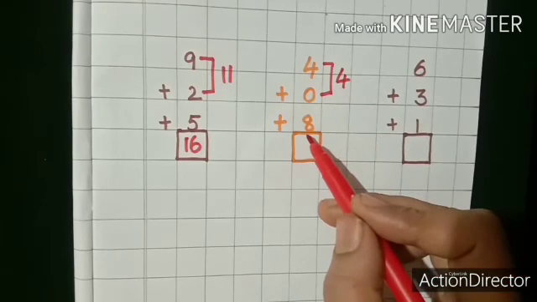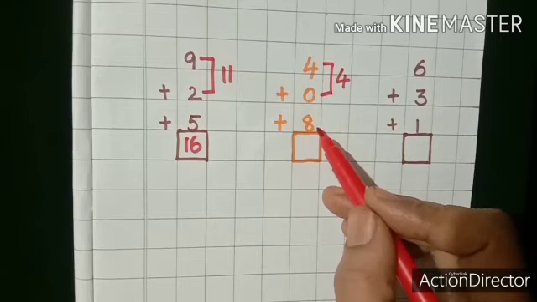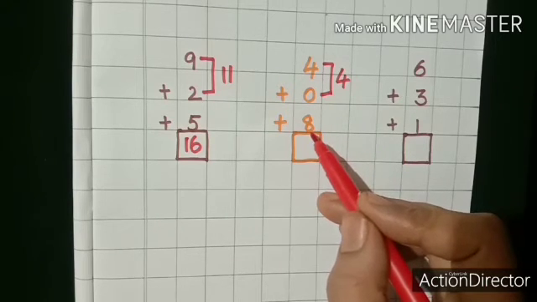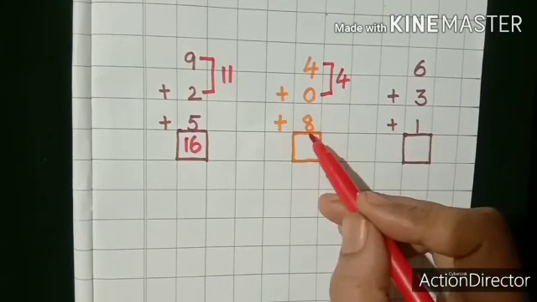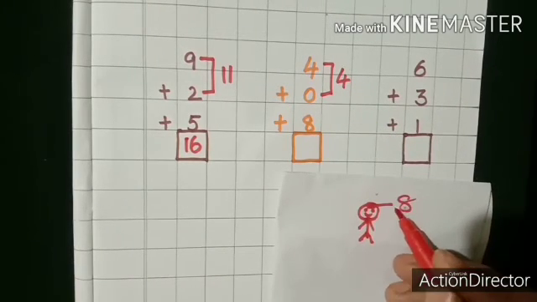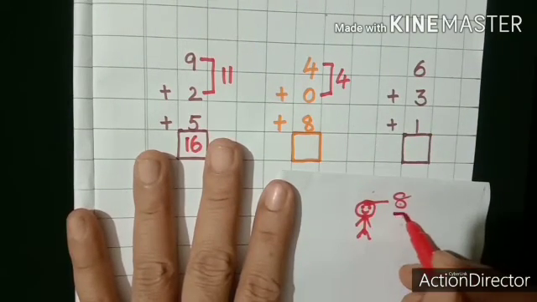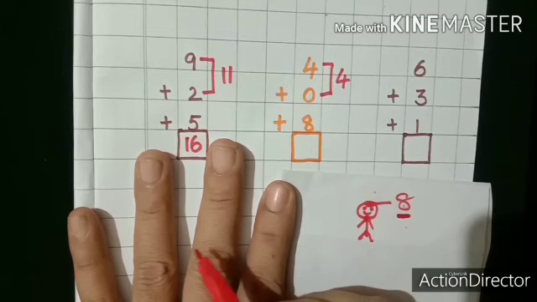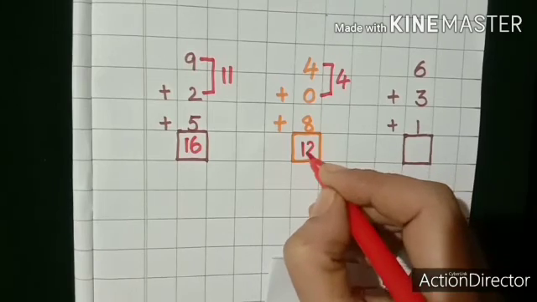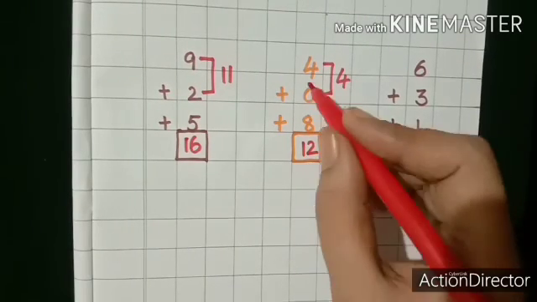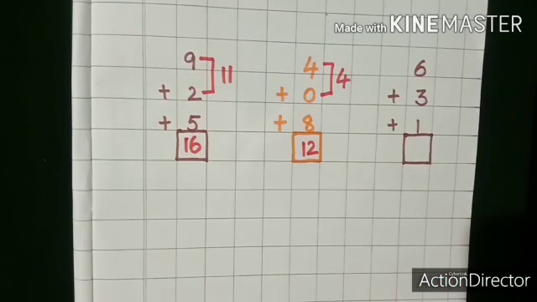Now let's add the third number, that is 8. 4 plus 8. Which is the bigger number? 8 is the bigger number. Which is the smaller number? 4 is the smaller number. 8 in my mind and 4 on my fingers. After 8, 9, 10, 11, 12. 12 is the sum. 4 plus 0 plus 8 is equal to 12.